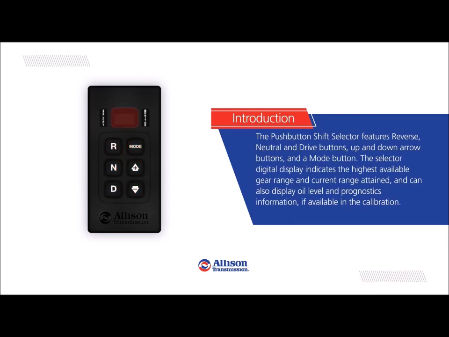The push-button shift selector features reverse, neutral, and drive buttons, up and down arrow buttons, and a mode button. The selector digital display indicates the highest available gear range and current range attained, and can also display oil level and prognostics information, if available in the calibration.